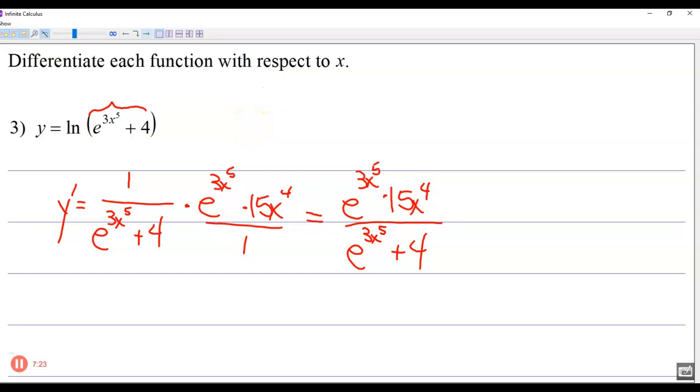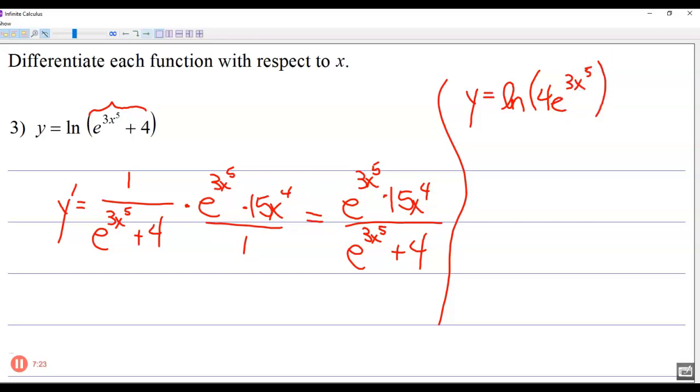Question on that one? Yeah. Yep. So let's do that one. Let's say it was y equals the natural log of 4e. So the 3x to the fifth is what you're saying? Yeah, so this one won't go away, right?